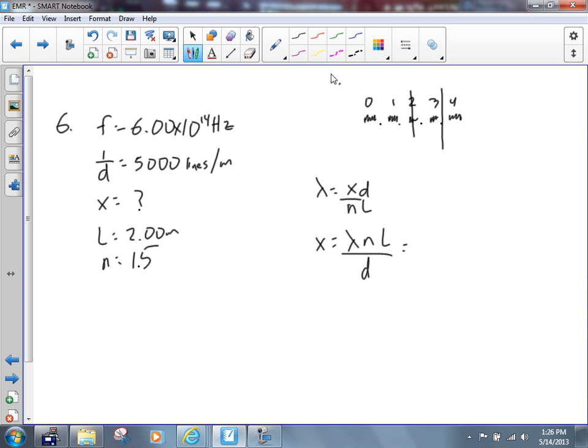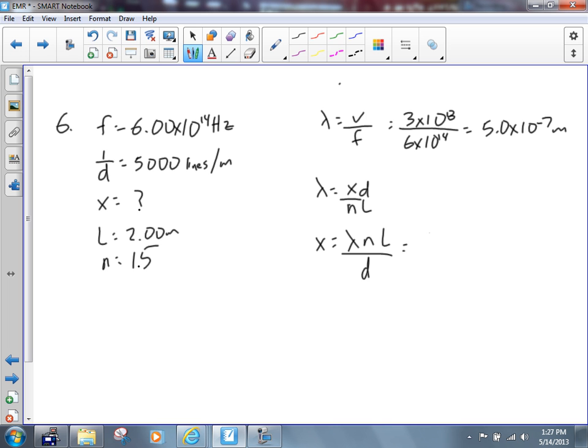Lambda is, were we told the wavelength here? We're not, are we? We have to find the wavelength from the frequency. How are we going to do that? Yeah, it's v over f. It comes from that wave equation in Physics 20, v equals f times lambda. So it's 3 times 10 to the 8 divided by the frequency of 6 times 10 to the 14. That gives me a wavelength of 5.0 times 10 to the minus 7 meters.